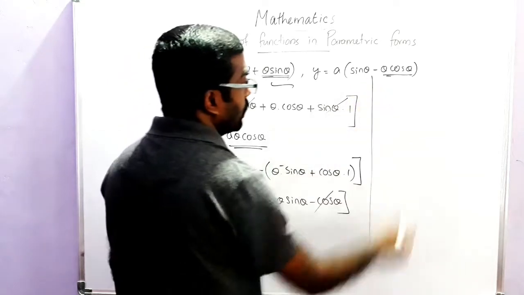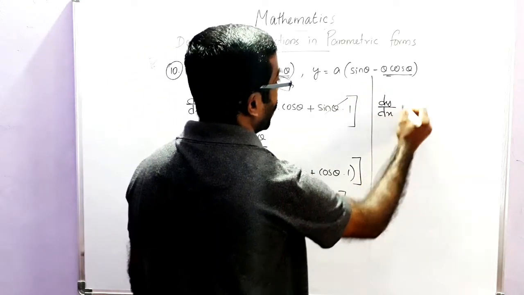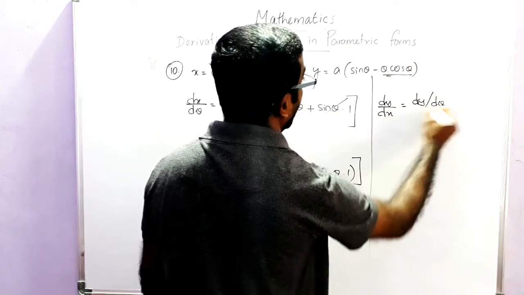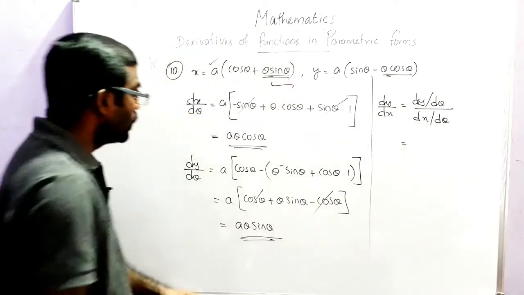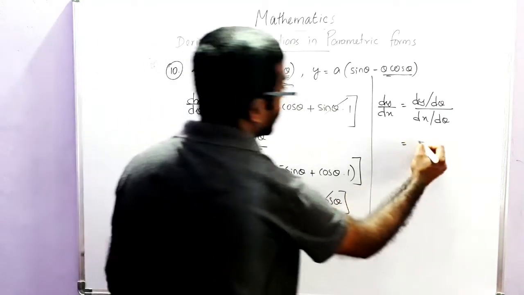Now we can divide: dy by dx is equal to dy by d theta divided by dx by d theta, which is equal to dy by d theta, a theta sin theta.